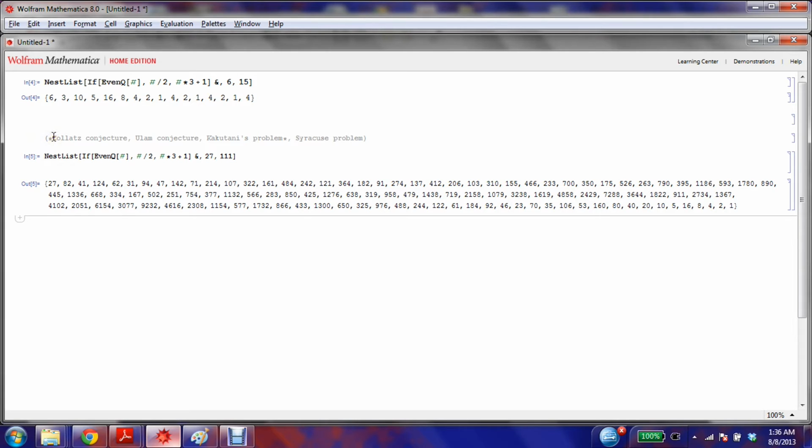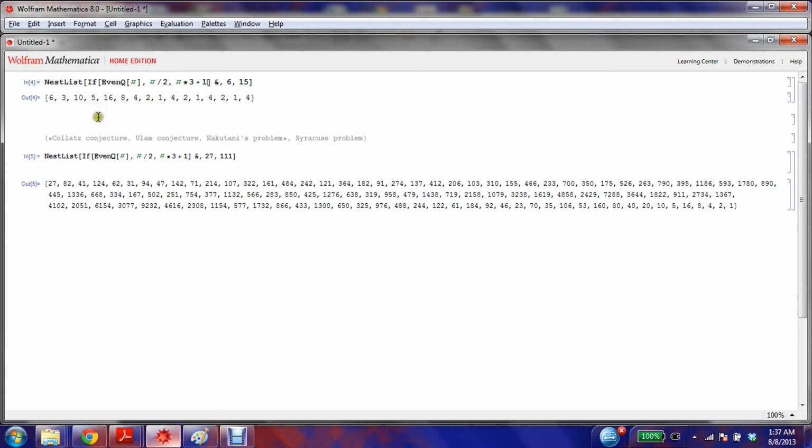So the Collatz problem basically goes like this. You take any positive integer. If it's even, then you divide it by 2. And if it's odd, then you times it by 3 and add 1. Okay? So that's the operation that you do. And the Collatz conjecture says that if you take any positive integer and you keep doing that type of operation again and again and again, you will eventually get to 1.